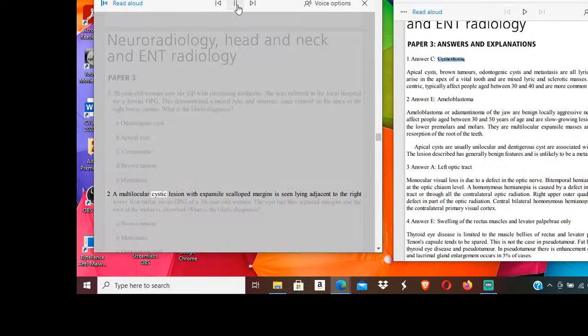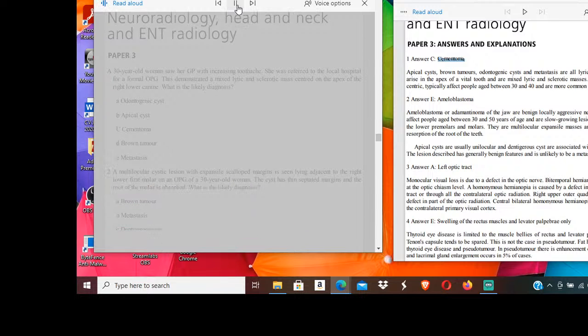A multilocular cystic lesion with expansile scalloped margins is seen lying adjacent to the right lower first molar on an OPG of a 30-year-old woman. The cyst has thin septate margins and the root of the molar is absorbed. What is the likely diagnosis? A. Brown tumor. B. Metastasis. C. Dentigerous cyst. D. Apical cyst.